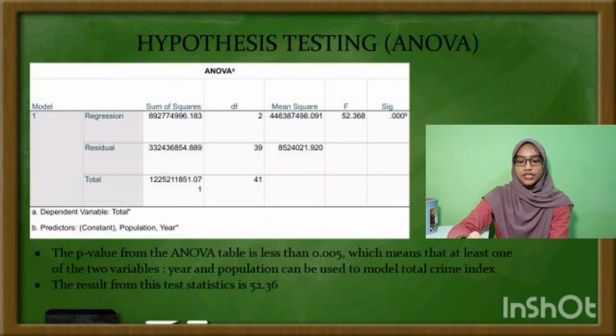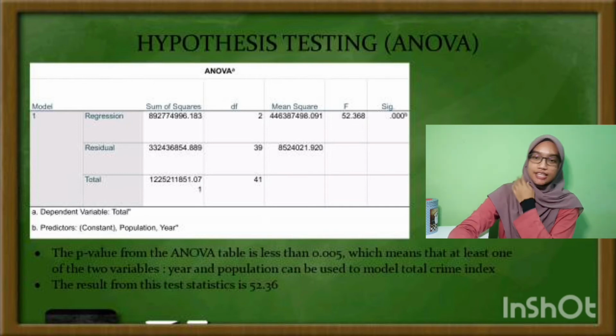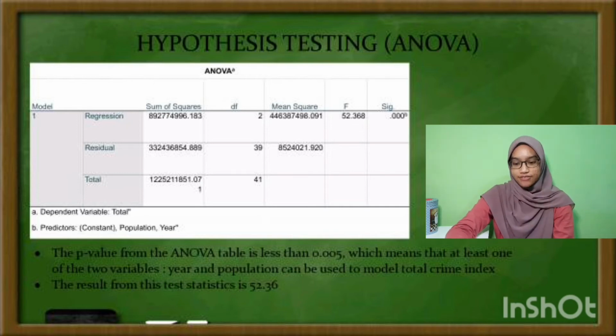For the hypothesis testing for ANOVA, the p-value from the ANOVA table is less than 0.005, which is at the 95% confidence level, which means that at least one of the two variables, year and population, can be used to model the total crime index.